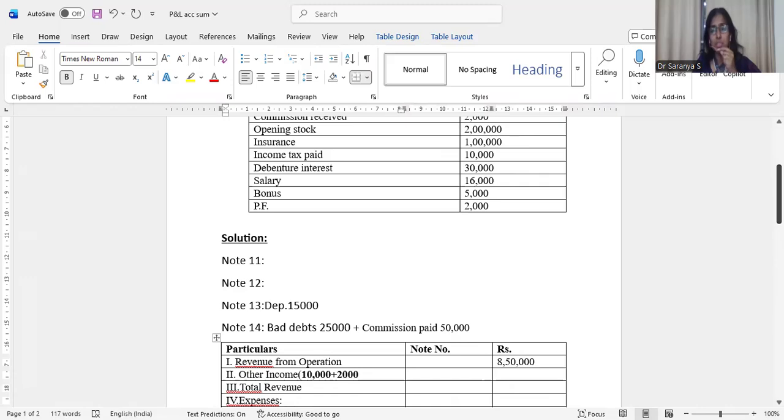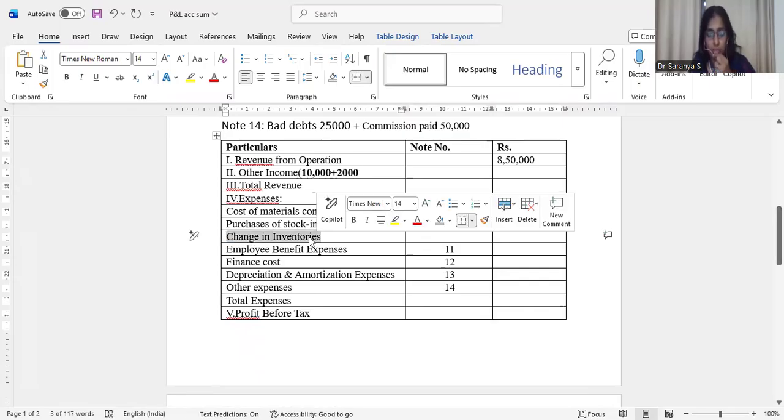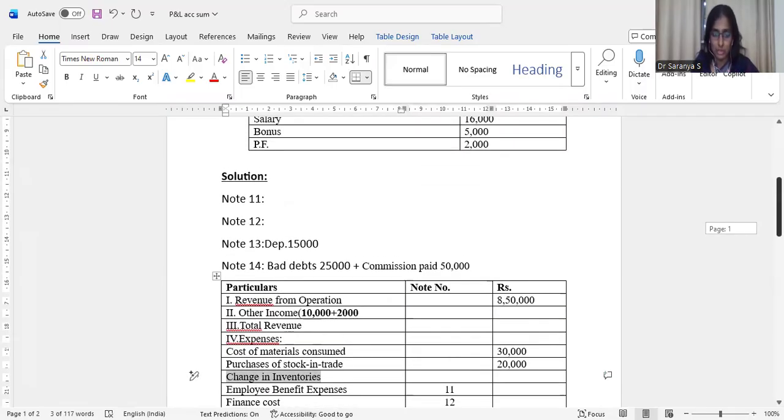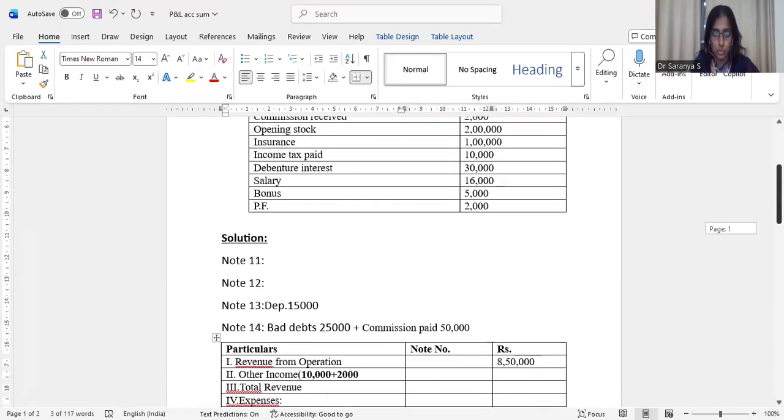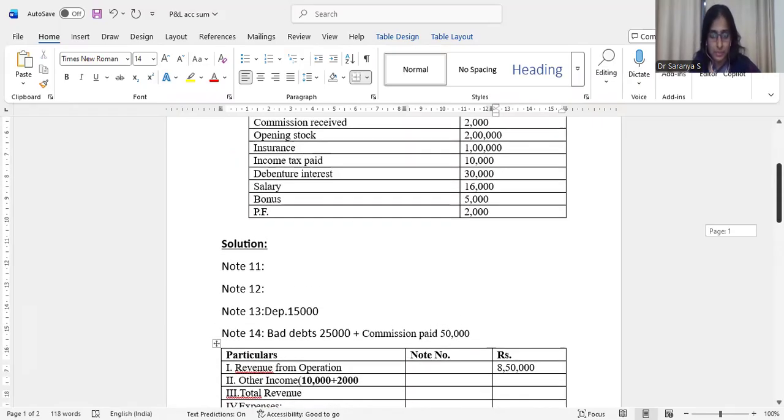When opening stock is there, please check whether we have any closing stock in the question. If closing stock is also given, we can find the change in inventory. Inventory is nothing but the stock, correct? So if we have opening stock and closing stock, we should do opening stock minus closing stock. But in this question, we do not have any closing stock, so opening stock 2 lakh rupees, directly enter it in the change in inventory row. Okay, so it is 2 lakhs.